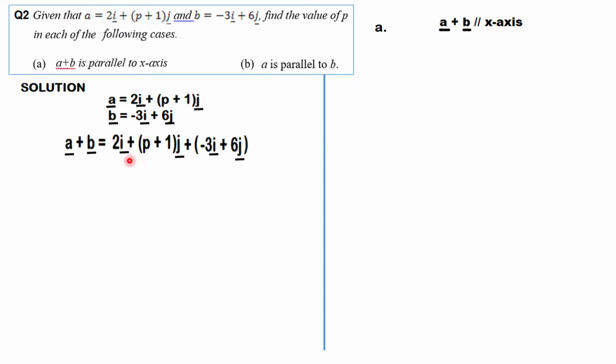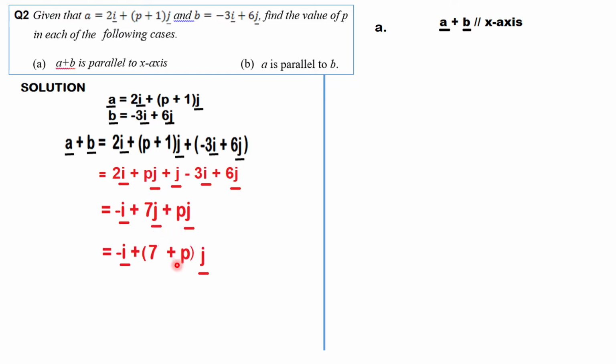So you just substitute vector A and vector B, expand, and simplify. Therefore you have negative i plus 7j plus pj. So here for the j vector you have 2, you can factorize. So in bracket you have 7 plus p, j. Make sure you factorize it. Okay, so now you just have two terms, one with i vector, the other one with j vector.